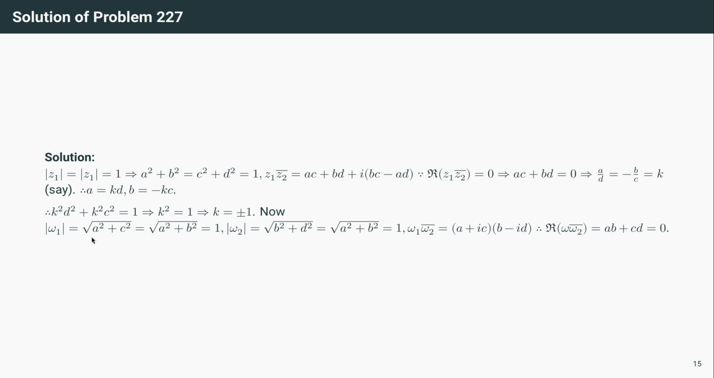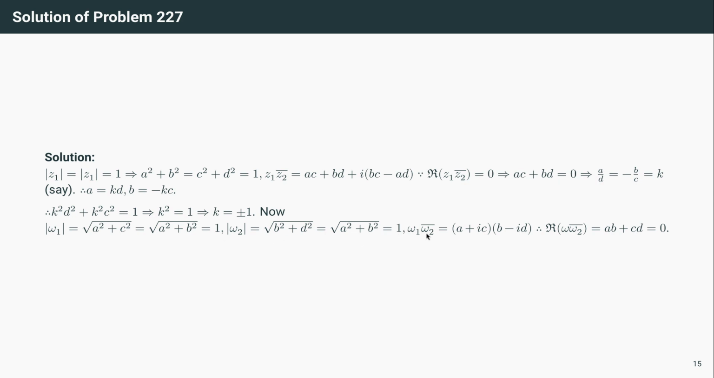Now mod of omega 1 is square root of a square plus c square. And from this relation, we can say that it is equal to a square plus b square, which is 1. Similarly, mod of omega 2 will be b square plus d square. But we can write d square as a square from this relation. That will make 1. So these are the two parts.